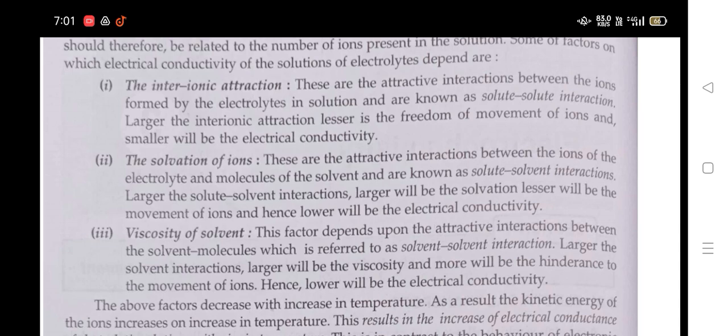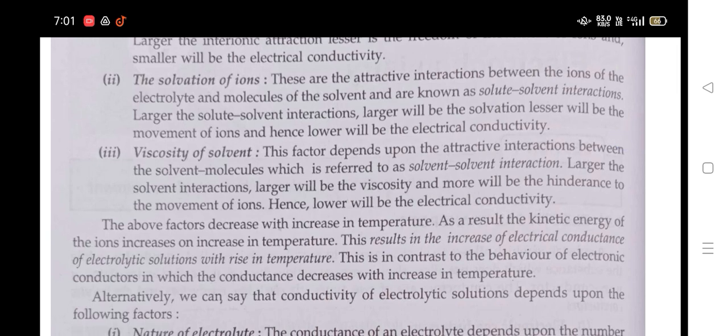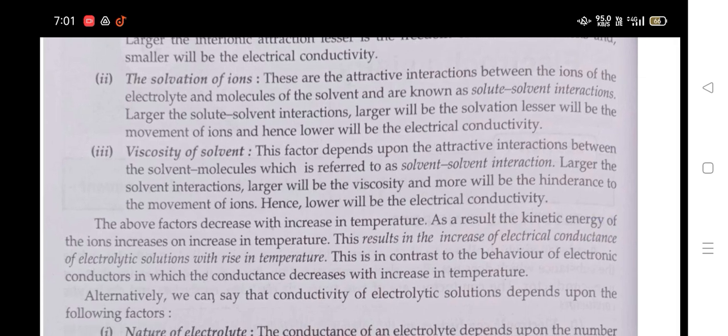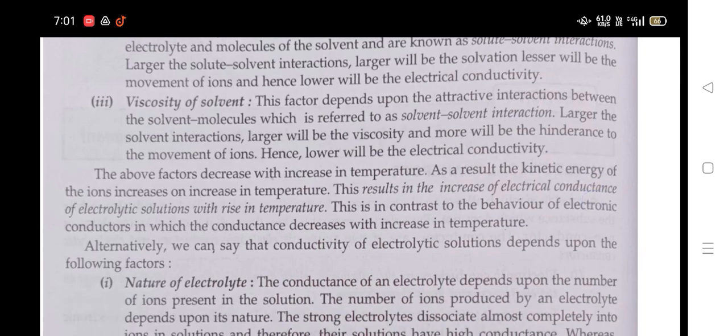This factor depends upon the attractive interactions between the solvent molecules, which is referred to as solvent-solvent interaction. The larger the solvent interactions, the larger will be the viscosity and the more will be the hindrance to the movement of ions. Hence, lower will be the electrical conductivity.